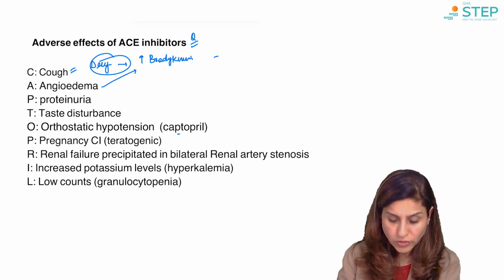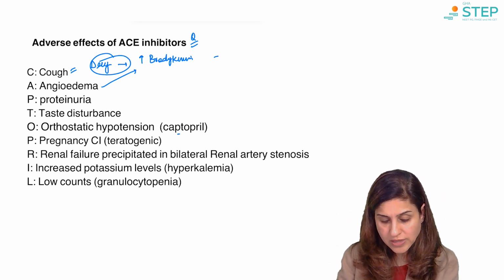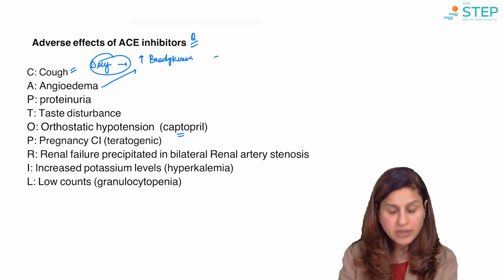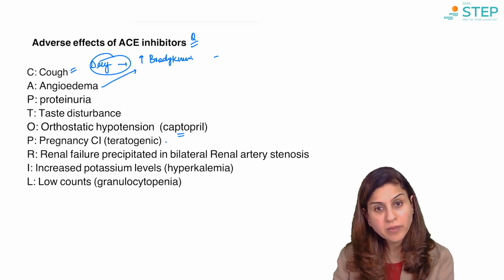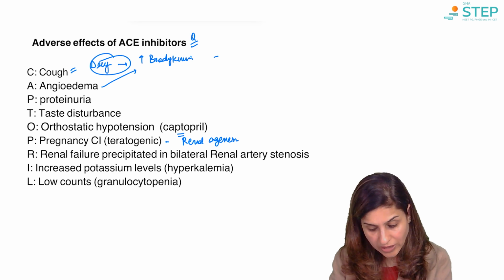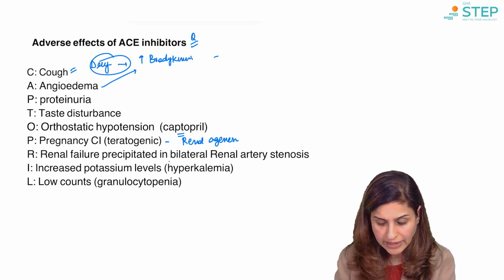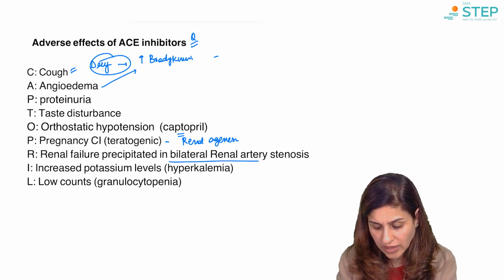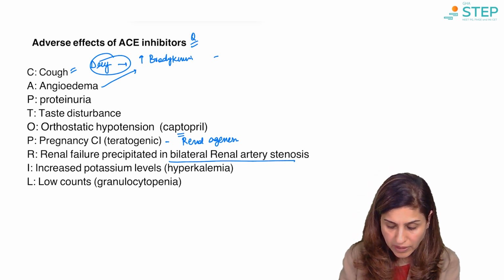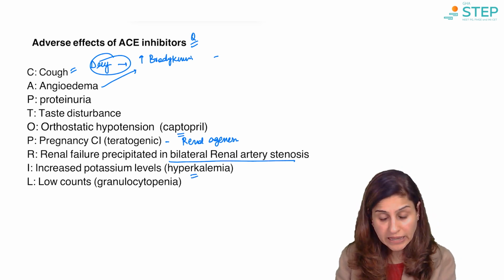Then there is proteinuria, taste disturbance, orthostatic hypotension, especially with short-acting drugs like captopril. These are absolutely contraindicated in pregnancy because they are teratogenic and they can lead to renal agenesis. Right? In the child, they can lead to renal agenesis. Then in patients of bilateral renal artery stenosis, they're absolutely contraindicated. Hyperkalemia. So they lead to hyperkalemia.